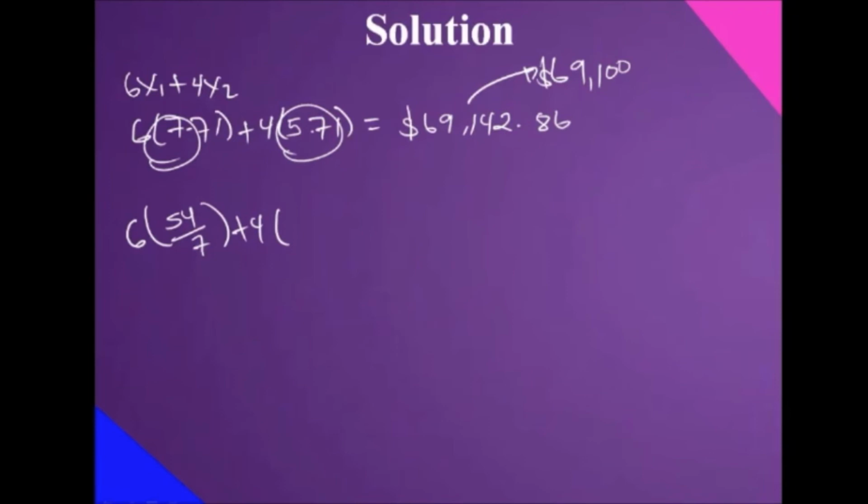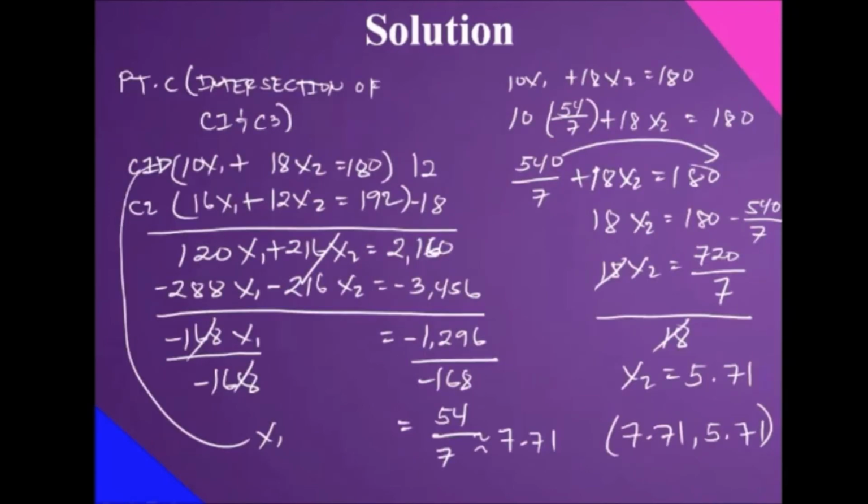Dapat nagko-compute kayo ngayon. Divided by 18. Yun, 40 over 70. 7 pala. 40 over 7 ang katumbas nito. So, ito ay 40 over 7. Di ko yata nailagay ito sa nakaraang slide. Ayan, di ko nailagay. This is x sub 2 equals 40 over 7.